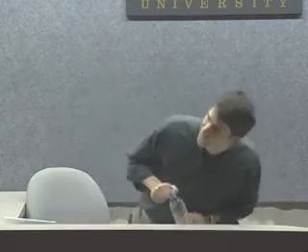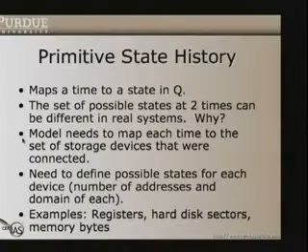So basically the model needs to map each time to the set of devices that were connected at that time. And we also need to know the possible states for each device. So we need to combine knowing the possible states for the device and which devices were connected before we can define the possible states of the actual system. We determine the possible states by how many addresses there are on the hard disk or other storage device, what the domain of each address is, what its possible values are, and we combine these and work our way up to define our set Q, which we can then map to for the state at a given time. Examples of this state include registers in the CPU, hard disk sectors, memory bytes, all the low-level things that we never really care about, but which are the underlying storage devices of the system.